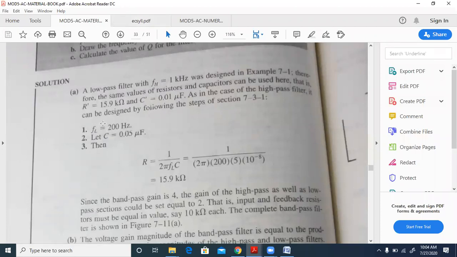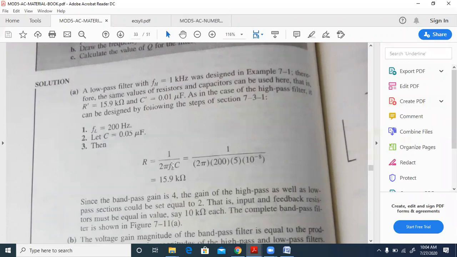Then for the low pass filter, again choose the value of C equal to 0.05 microfarad. We are just renaming them: for low pass we are writing R dash C dash, and for high pass we are using RC. So name them separately for low pass and high pass. That will solve the problem.